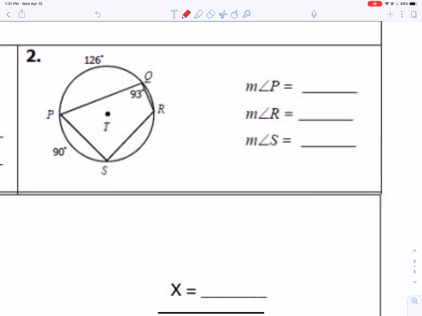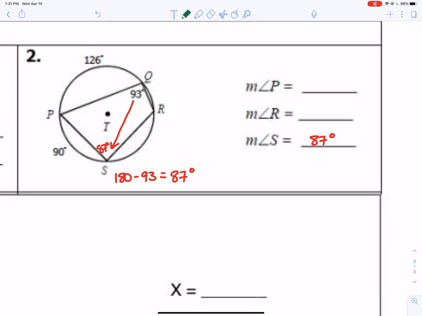For number 2, let's see about this one. Angle Q is opposite of angle S. And so angle S we know would be 180 minus 93, which would just be 87 degrees. We just have to subtract. And if we know that that is 87 degrees now, that might help us out. Let's see, angle R.